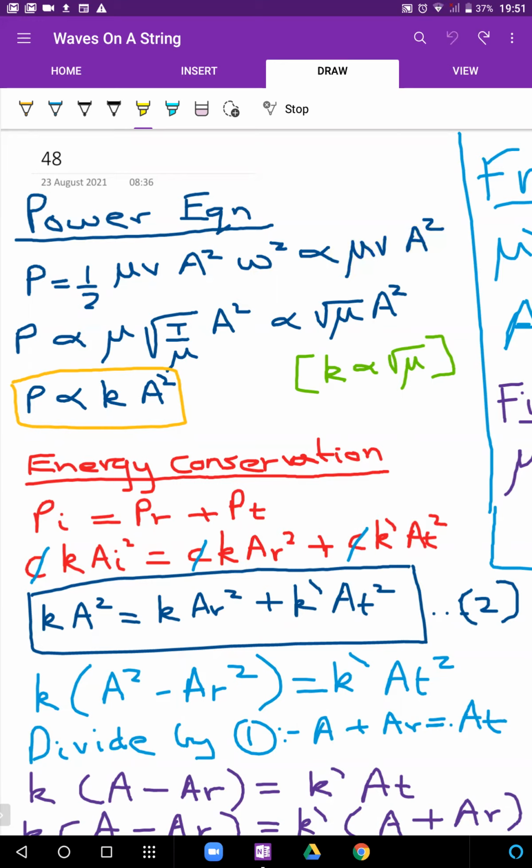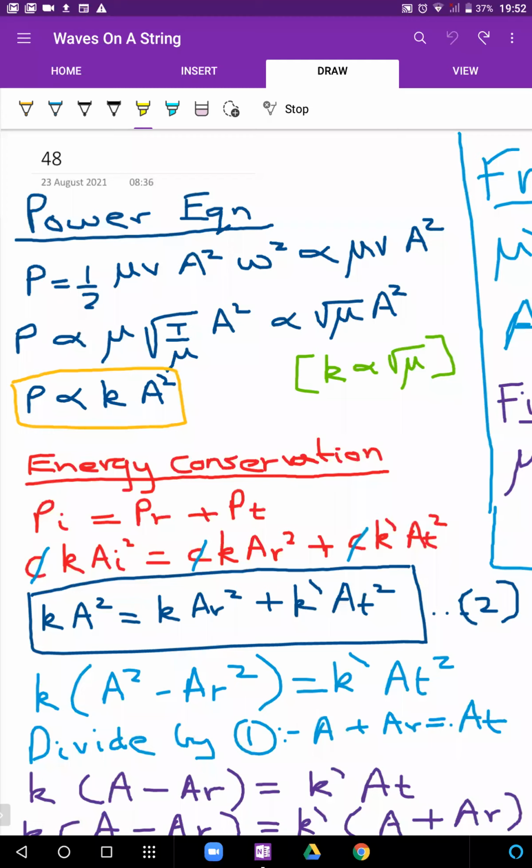Let's simplify that a little bit more. Velocity can be written as root T by mu. Okay, so when I do that, tension is anyways a constant. So I can take that out of the proportionality. Mu by root mu becomes root mu. So now power is actually proportional to root mu a square. And then root mu being proportional to k, power is proportional to k a square.